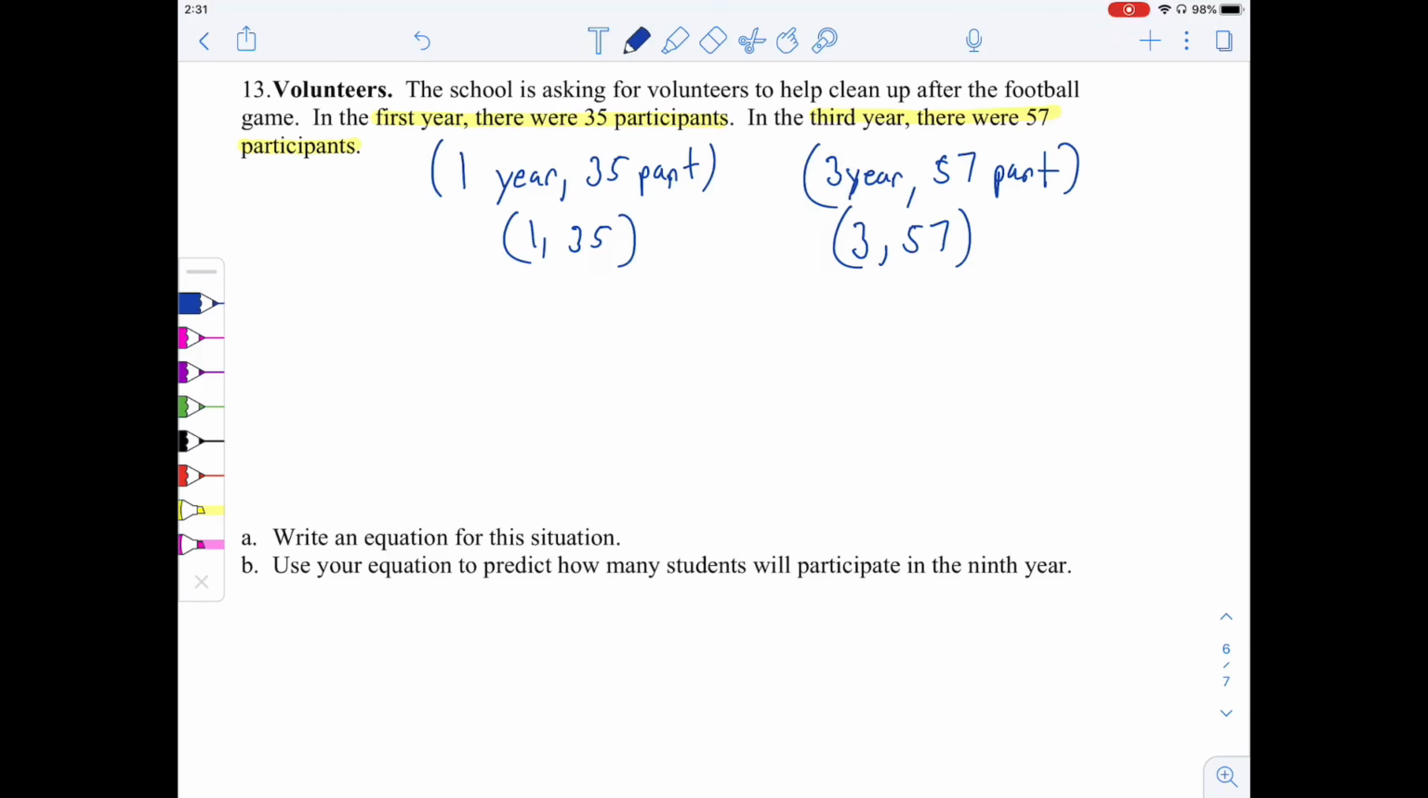Okay, and then we can use that equation to predict future values. Like what is it at the 9th year? But first you need the equation to do that.